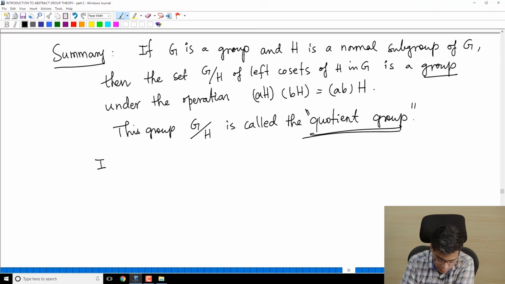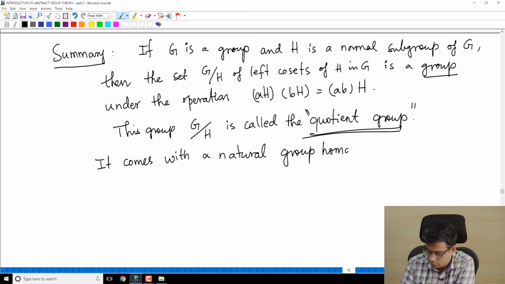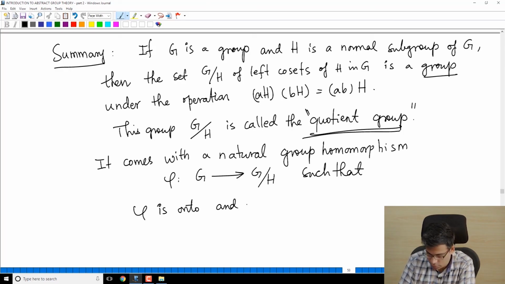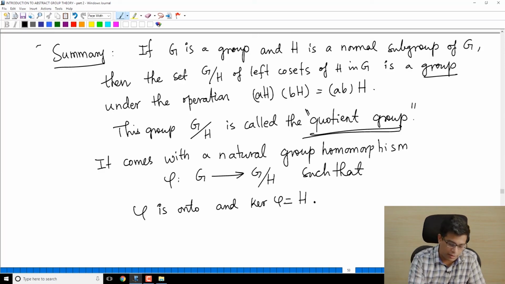It comes with a natural group homomorphism phi from G to G mod H. We have checked that phi is a group homomorphism, right? Such that phi is onto and kernel phi is H. Okay, so this entire thing you need to remember.